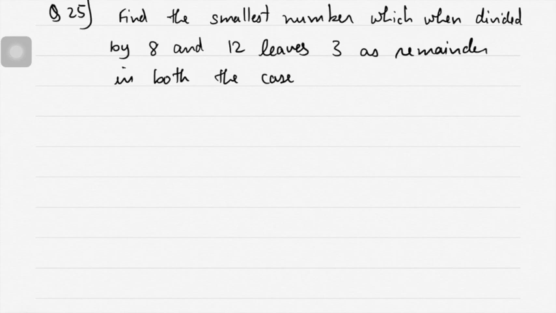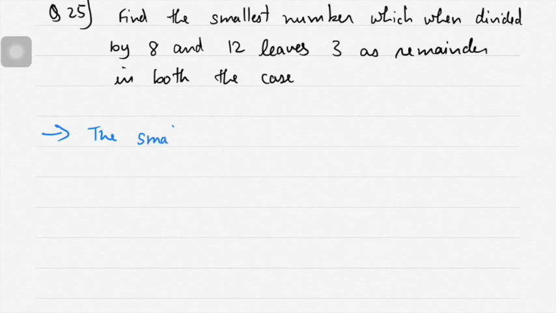Correct? Okay. So that we cannot find out directly. First we have to find the LCM of 8 and 12. So whatever answer you get, that is actually the number which leaves no remainder. Correct? So when I am finding the LCM of 8 and 12, I will find a number which is divisible by 8 and 12 and it leaves no remainder. Correct?